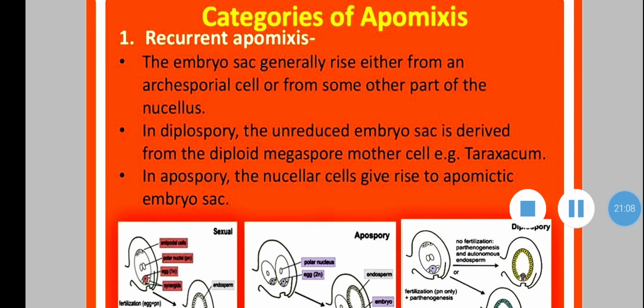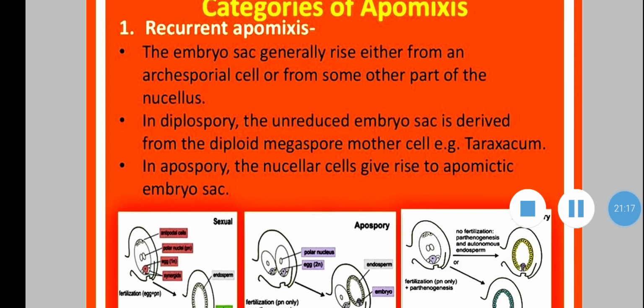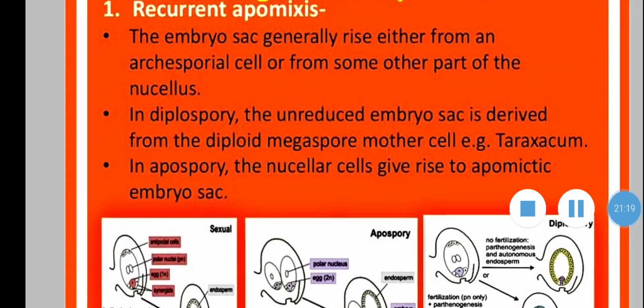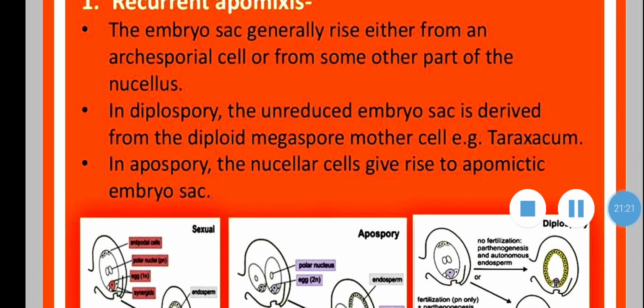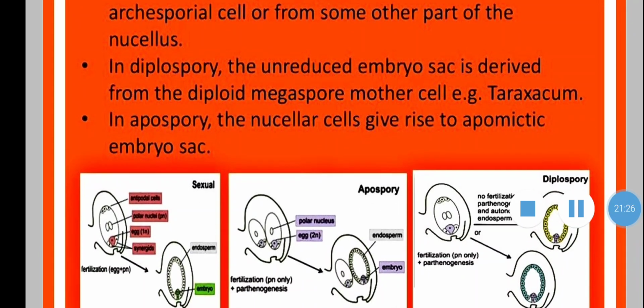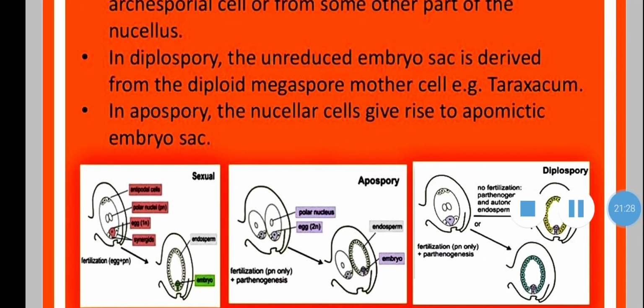Here are the categories of apomixis. Recurrent apomixis: the embryo sac generally arises either from an archesporal cell or from some other part of the nucellus. In diplospory, the unreduced embryo sac is derived from the diploid megaspore mother cell. In apospory, the nucellar cells give rise to the apomictic embryo sac.